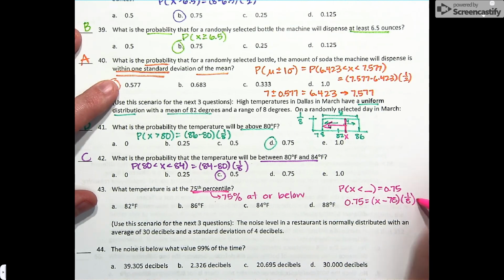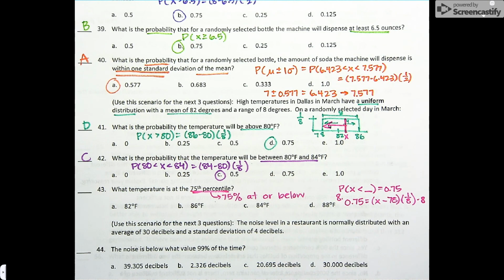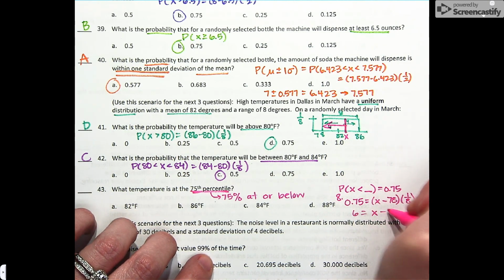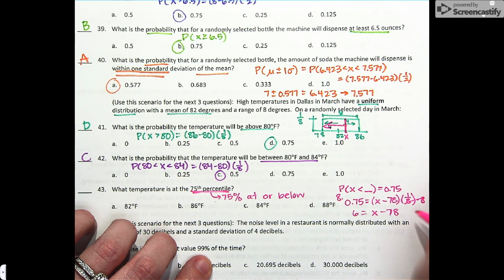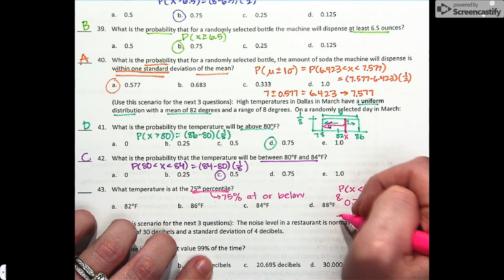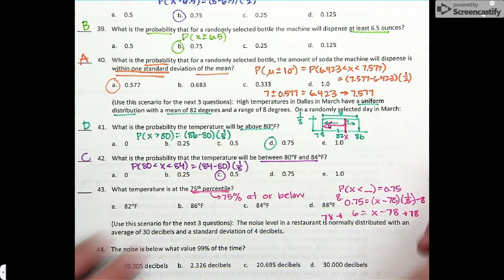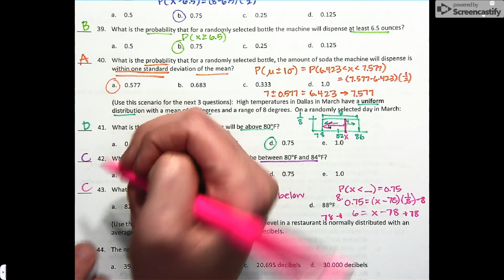So I'm going to multiply both sides by 8. 0.75 times 8 is 6. Then I have x minus 78 still. So then add 78 to both sides. And that's how I get 84 degrees.